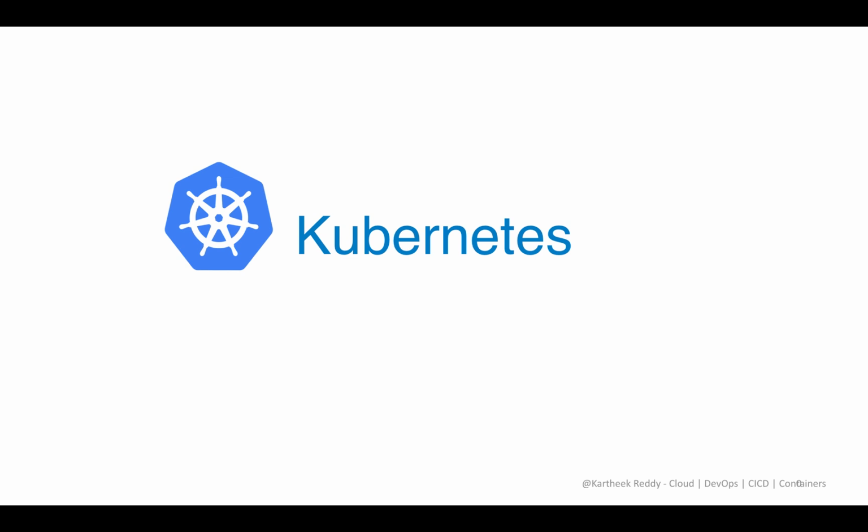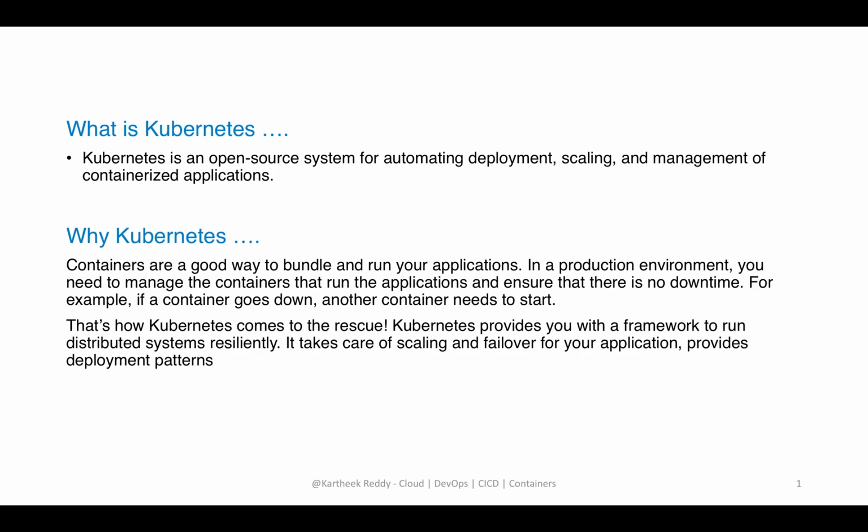What is Kubernetes? Let's look at the definition. Kubernetes is an open source system for automating deployment, scaling, and management of containerized applications. Very tough to understand, right? Don't worry. Now let's try to explain it in simple language.